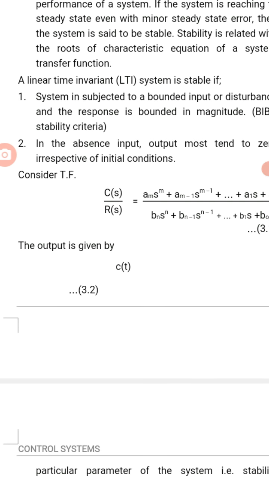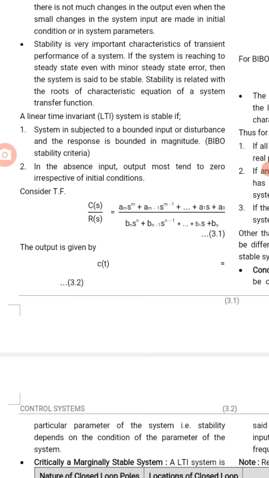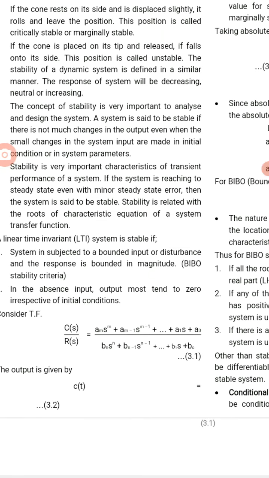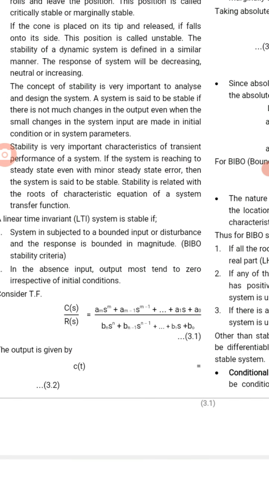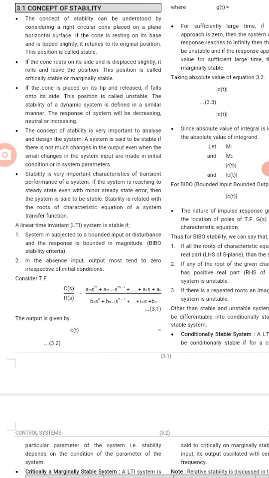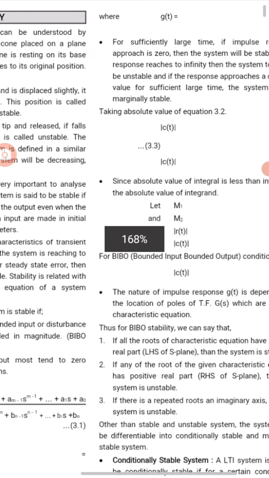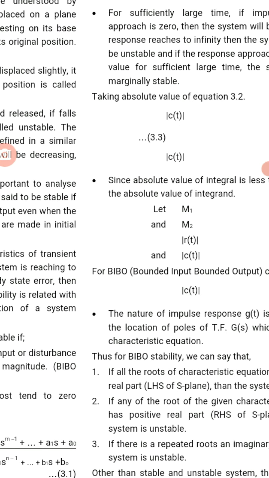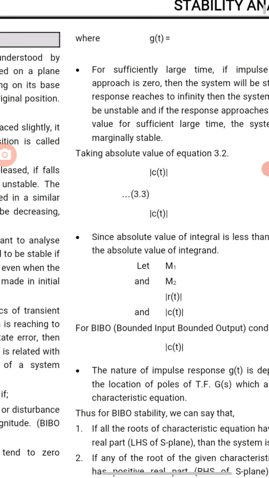The output is given by c(t). Though it is a transfer function in terms of the Laplace transform, there are poles at the denominator and some zeros in the numerator, and by considering these poles and zeros we will analyze whether the system is stable or not.